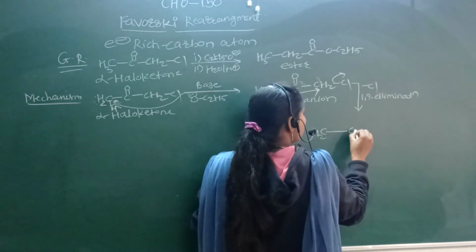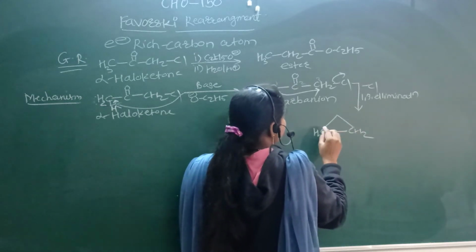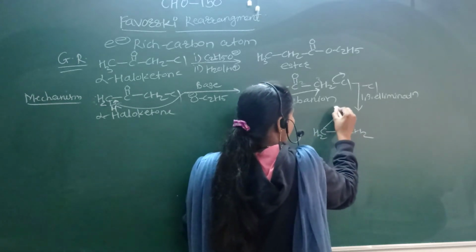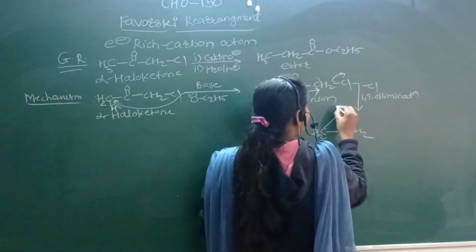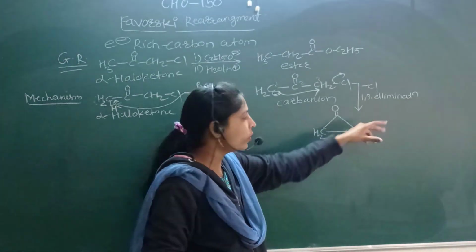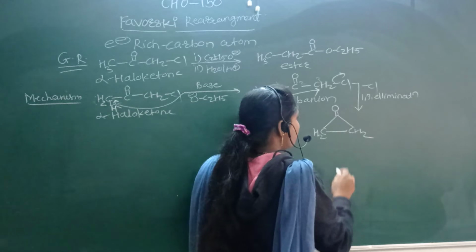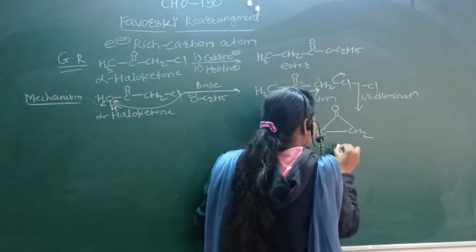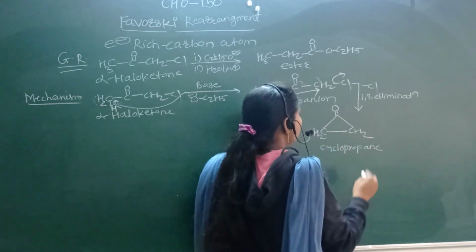CH2, CH2. So the bond between this carbon. So here this carbonyl as it is. Okay. So CH2 CH2, here is the formation of the cyclopropane ring. Minus Cl can be depleted by using the 1,3 elimination. So this intermediate can be formed. This is the cyclopropane ring.